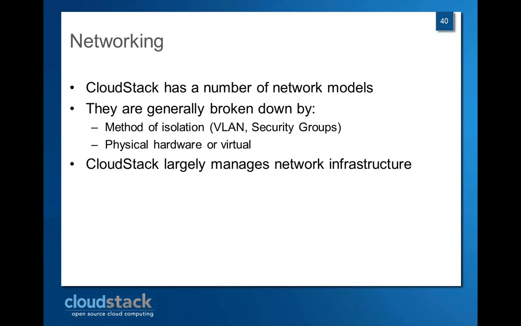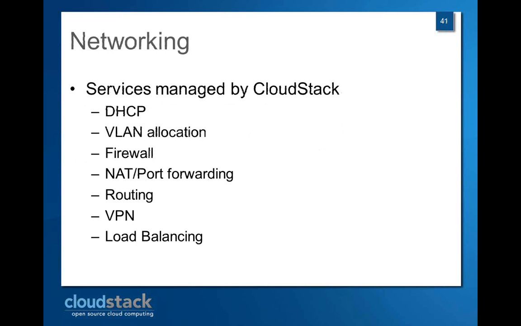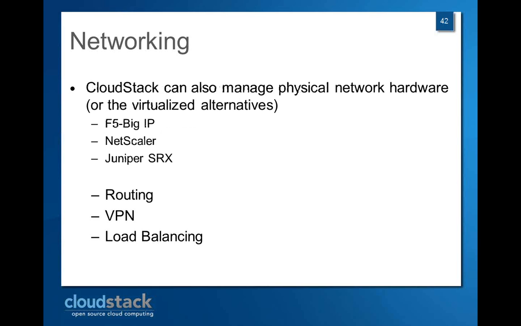And CloudStack manages all the network infrastructure for you under the hood, and it provides you essentially an abstract layer above. So what are the elements that CloudStack will help you manage, and what are the services that CloudStack will expose? It provides you DHCP capabilities. It obviously allocates the VLANs, and it provides firewalling if you wish to instantiate those, and port forwarding, and a whole bunch of other capabilities like routing, VPN, and load balancing if you want to instantiate those. So very rich capabilities on the networking side, all managed by CloudStack.